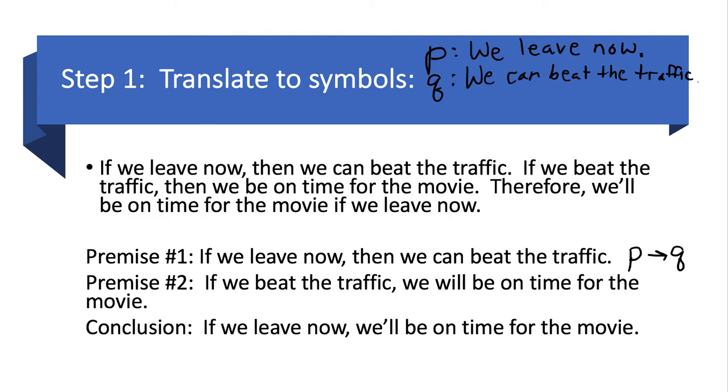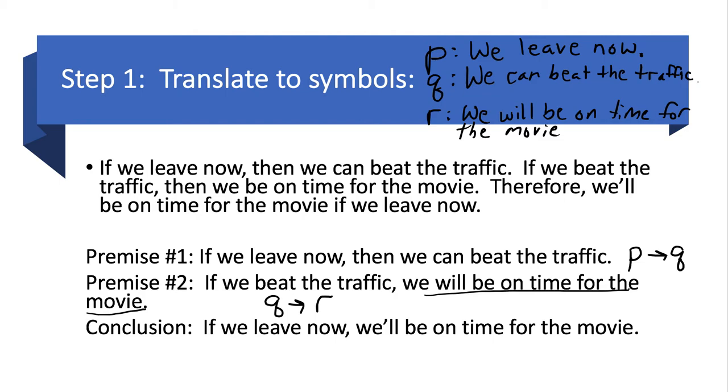All right, let's look at our second premise. It's also an if-then statement, and it starts with if we beat the traffic. So that is going to be the Q, and then we have an arrow, and then we have this part. We will be on time for the movie. Now, I haven't assigned a letter to that situation. P is we leave now, Q is we can beat the traffic. We haven't said anything about being on time for the movie. So I'm going to give that a third letter. That's going to be my R. So we will be on time for the movie. All right, and so we'll add that in right there. So we have Q arrow R.